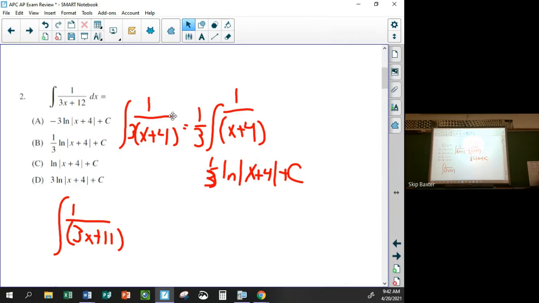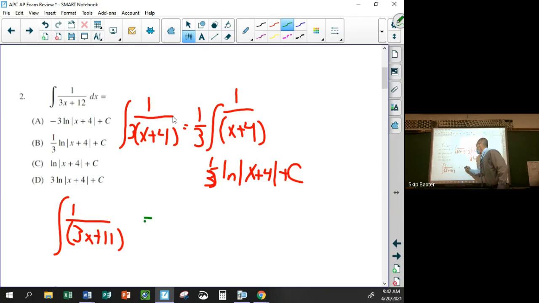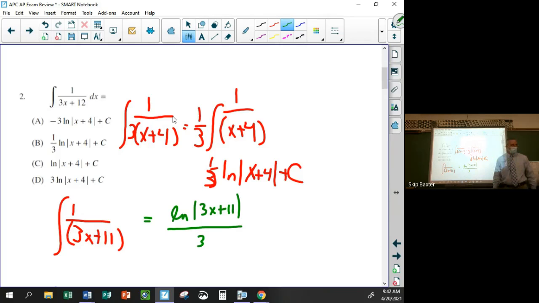Yeah, when you were talking about the second one, it would be 3x plus 11 divided by 3. The ln would be divided by 3 too, right? No, for the whole thing, it would be ln 3x plus 11 divided by 3. Does that make sense?